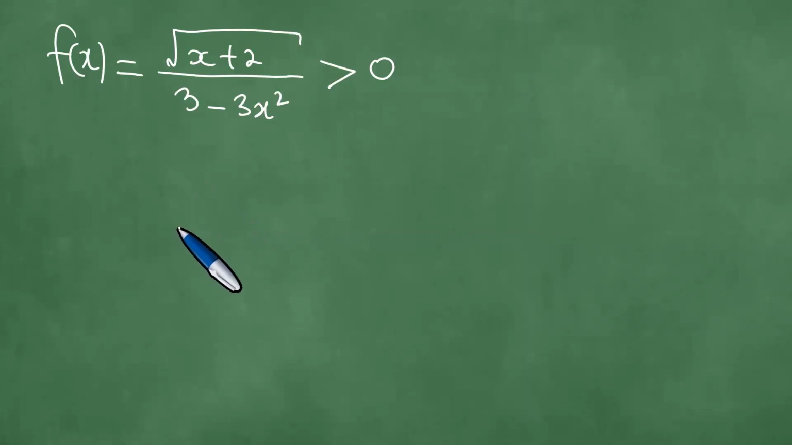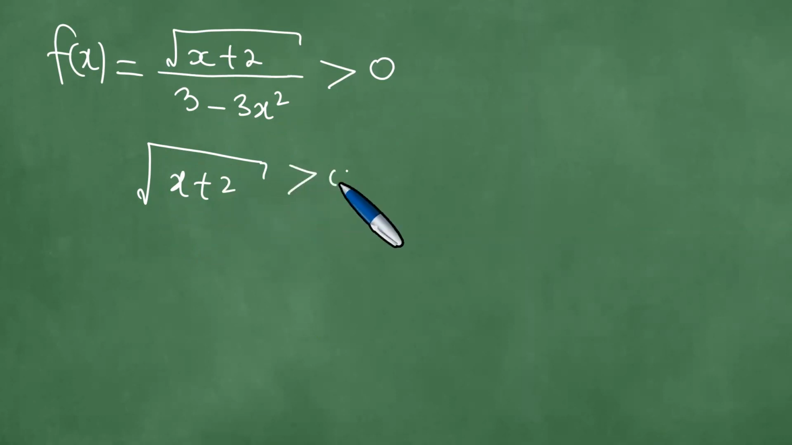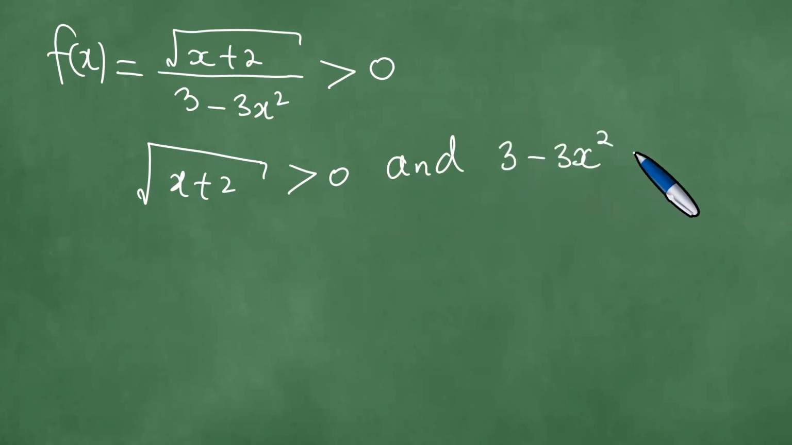Okay, so if this is greater than 0, two things here are extremely important because this one is of the rational type. So what we have is that the numerator x plus 2 is strictly greater than 0, and the denominator 3 minus 3x squared is also greater than 0.